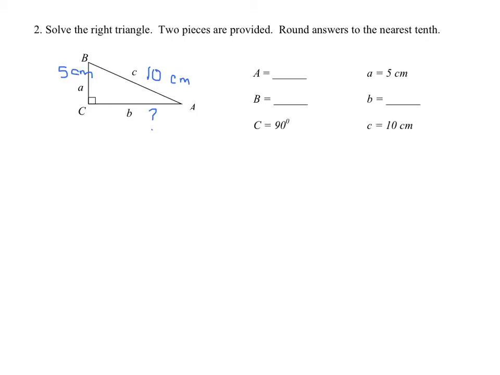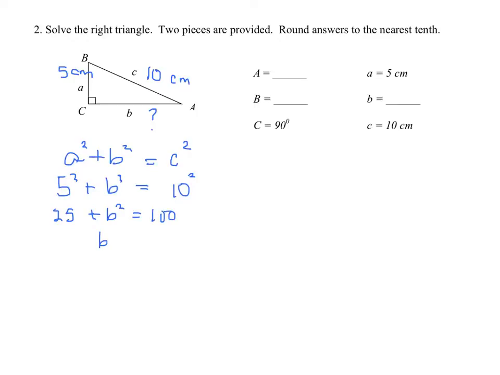Here we go. Since we have two sides of the triangle, we can get the third side by using the Pythagorean theorem. So we're going to say a squared plus b squared is equal to c squared. So the hypotenuse is 10. Little a is 5. And little b, we don't know, we'll discover it. So 25 plus b squared is equal to 100, b squared is equal to 75. And so b is going to be the square root of 75.